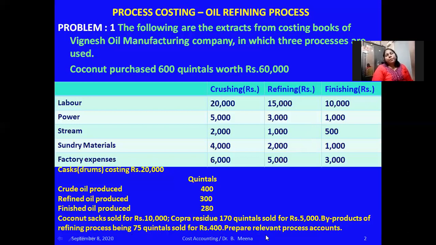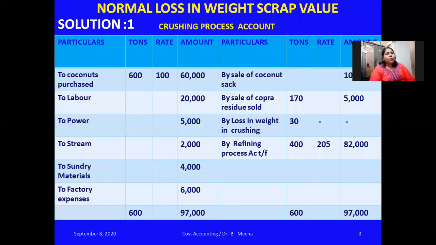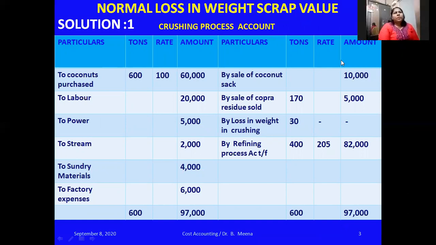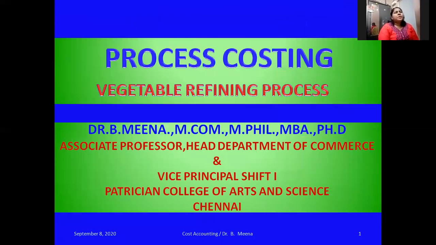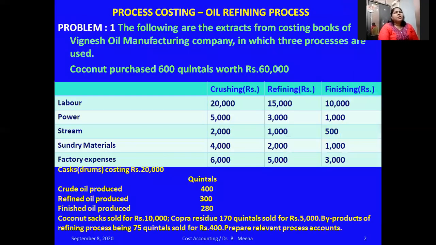So we are going to prepare the relevant process accounts as per this problem. Let me check the solution. First, I put the heading crushing process account, and I have columns like particulars, tons, rate, amount for the debit side, and the same columns for the credit side. Then on the debit side, I will debit all the expenses relevant to this process.